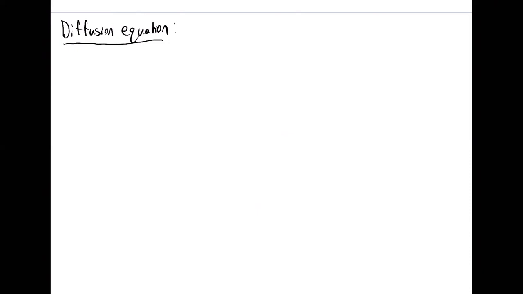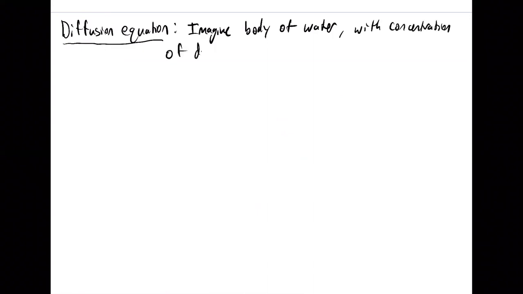So what does the diffusion equation describe? Let's imagine some body of water, like maybe a big tank of water, or if you want to think smaller, maybe just a glass of water or something like that. And suppose that some concentration of dye has been placed in the water. So maybe I have some big tank like this. We're going to look at a 3-dimensional example for this, so it'll be in 3D.